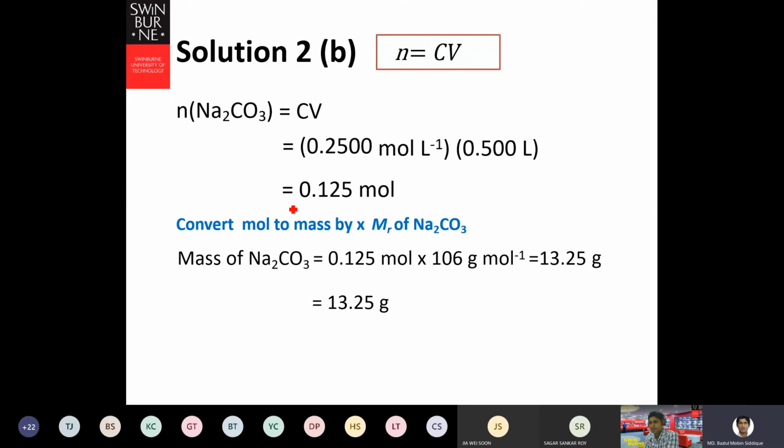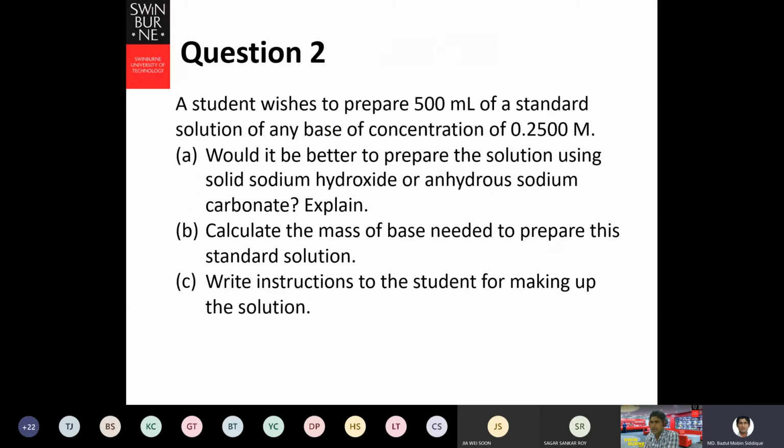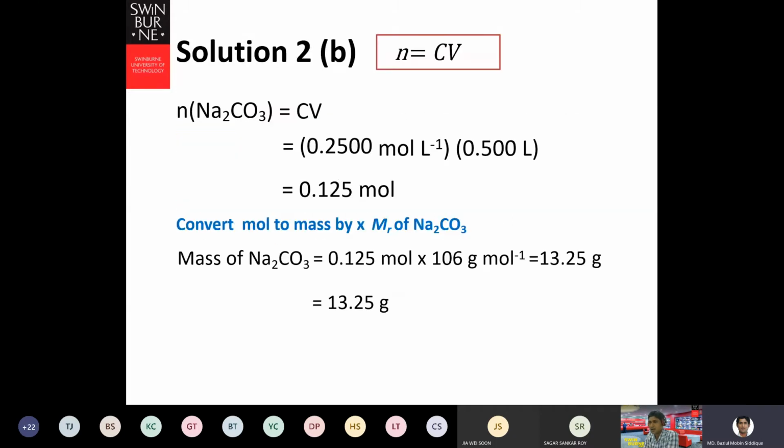Solution 2b says calculate the mass of a base needed to prepare the standard solution. That means 0.25 molar solution and 500 milliliter. Okay, 500 milliliter, 0.25 molar solution. So n equals C times V once again. How many moles would I need? And I saw it is 0.125 moles of sodium carbonate.